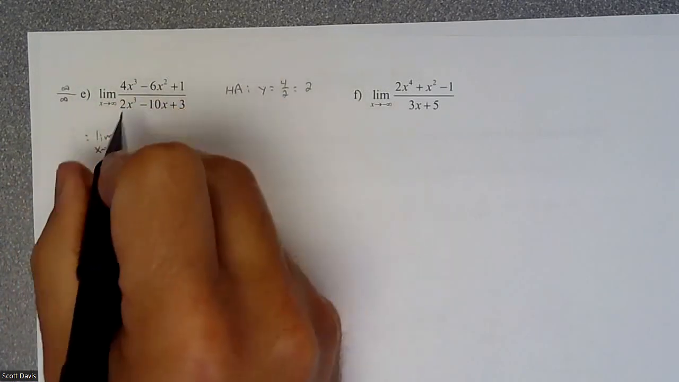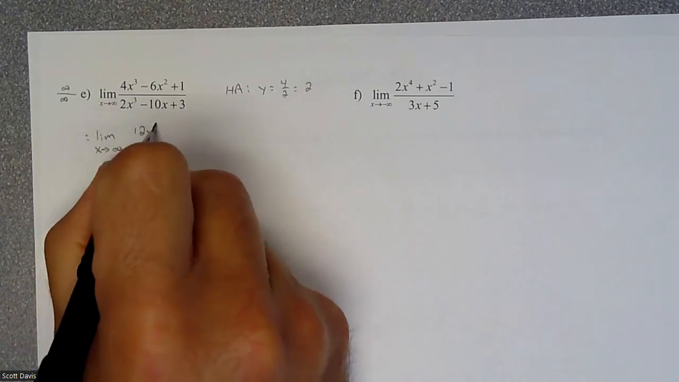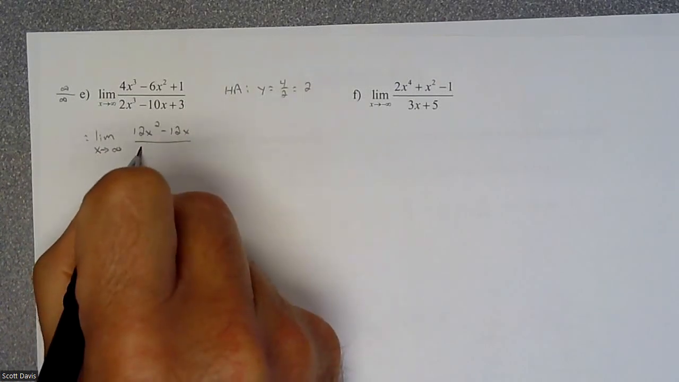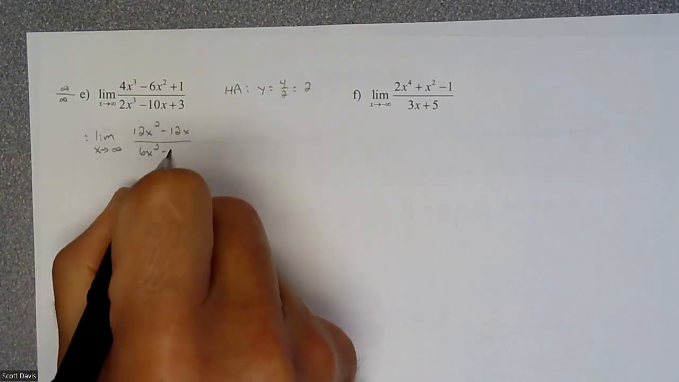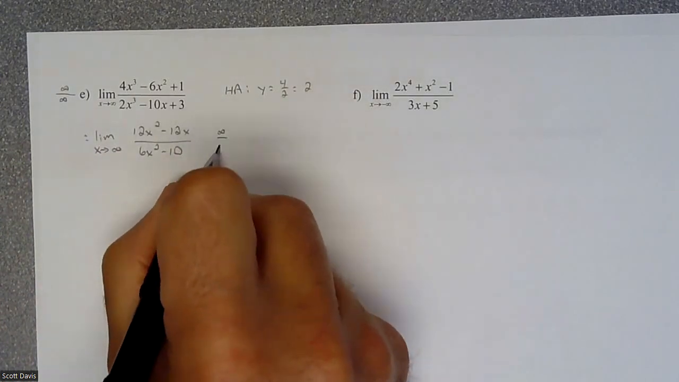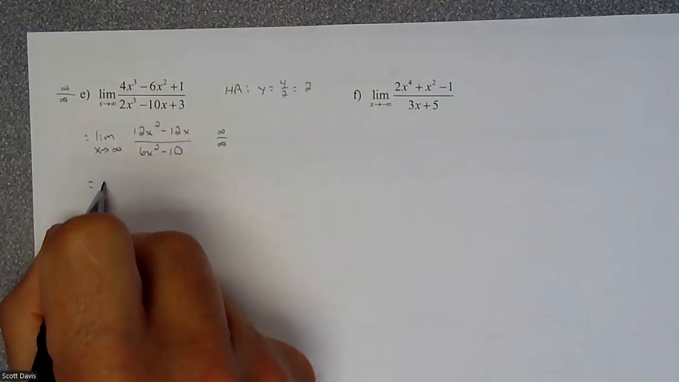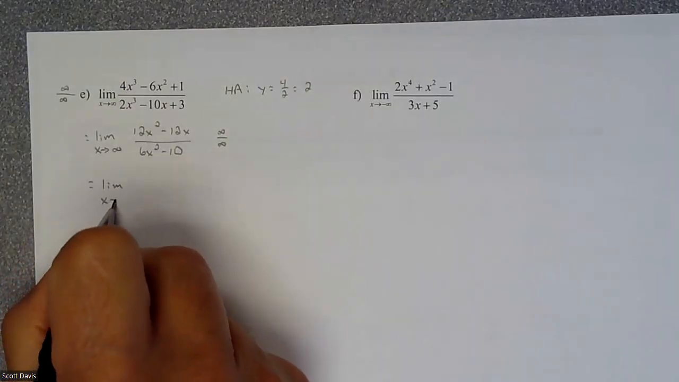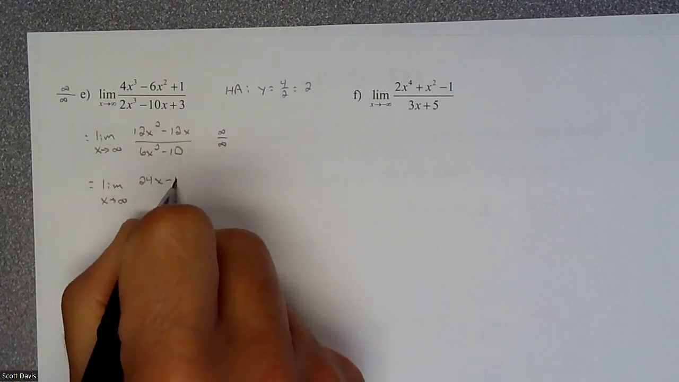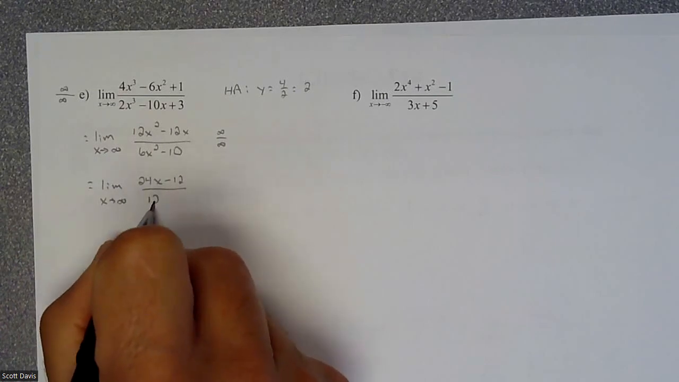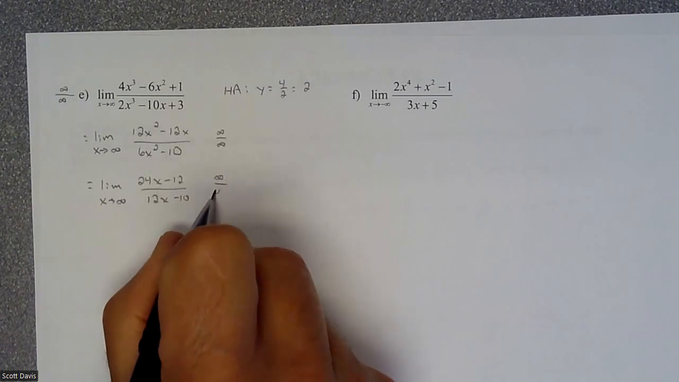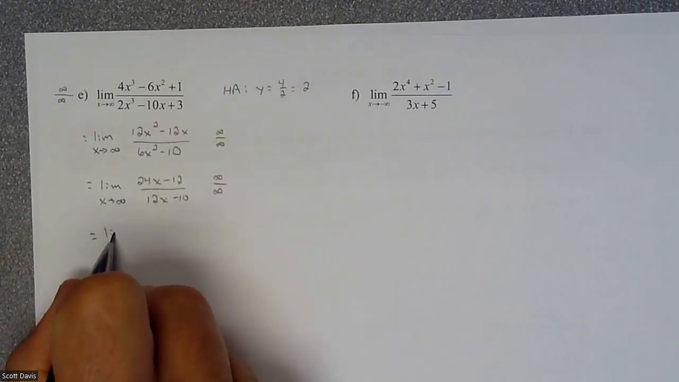If we do the derivative of this, we're going to get a 12x squared minus a 12x divided by 6x squared minus 10, right? But at this point, we still get an infinity over infinity if we were to plug it in. So we'll do it again. So x approaches infinity, and then we have a 24x minus 12 over 12x minus 10. We still plug in infinity and get an infinity over infinity. So we'll do it again.